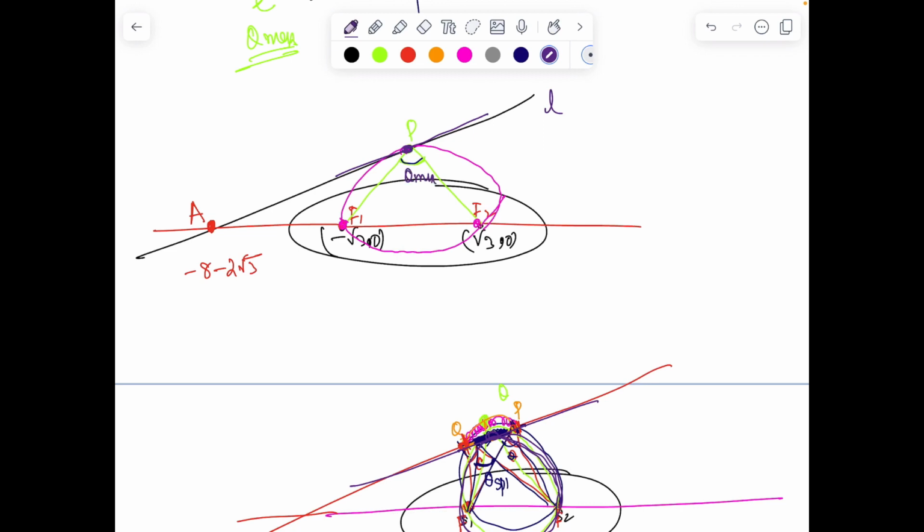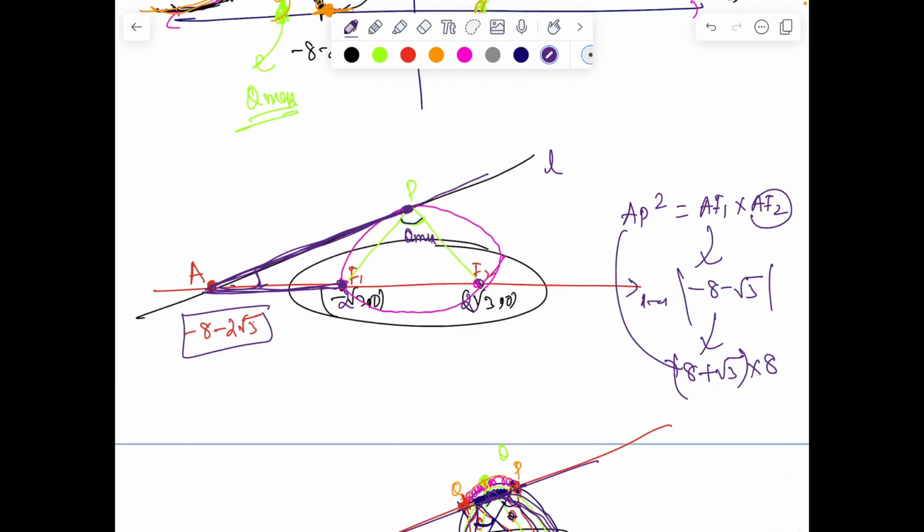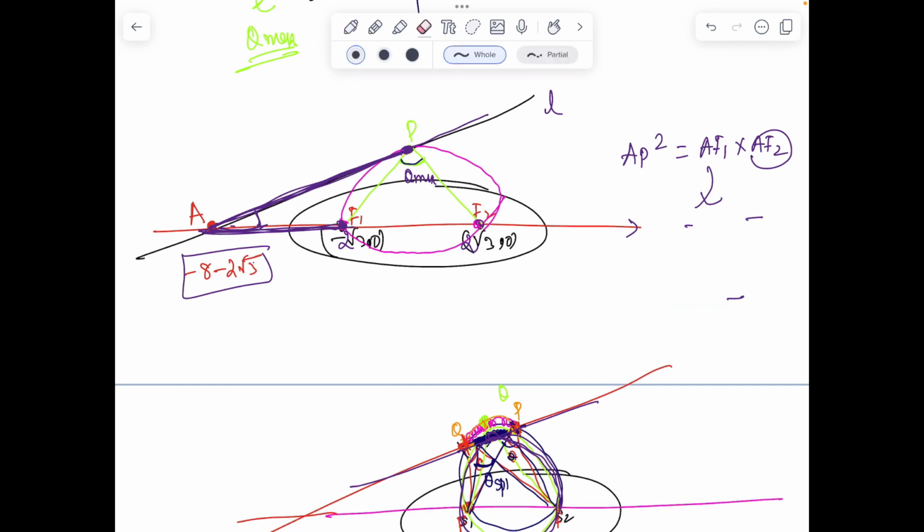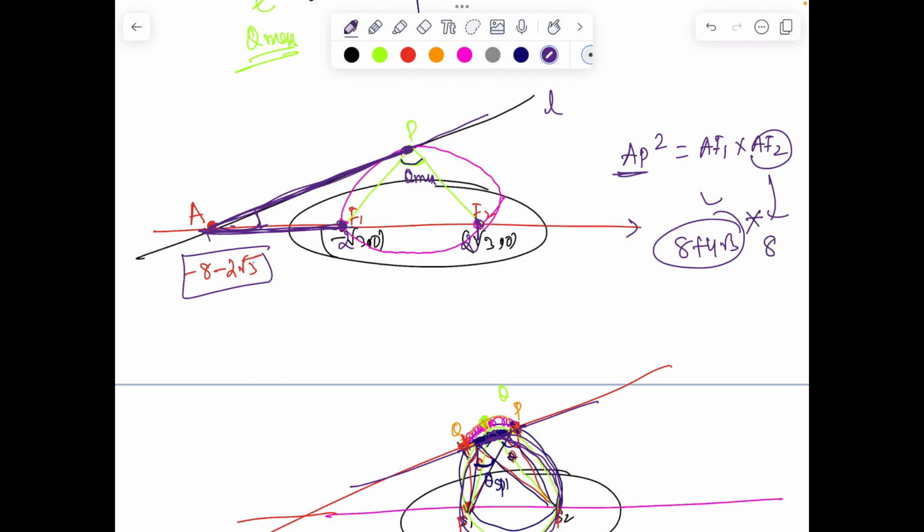Now once this is done, you don't need to find the point. One way is that we already know the angle of the line with the x-axis, so you can use parametric form. It is not root 3 comma 0, but rather minus 2 root 3 comma 0 and 2 root 3. Hence this distance is 8. Hence this distance will be 8 plus 4 root 3, and the other distance AF2 is nothing but 8. So if you multiply, you'll get the value of AP.